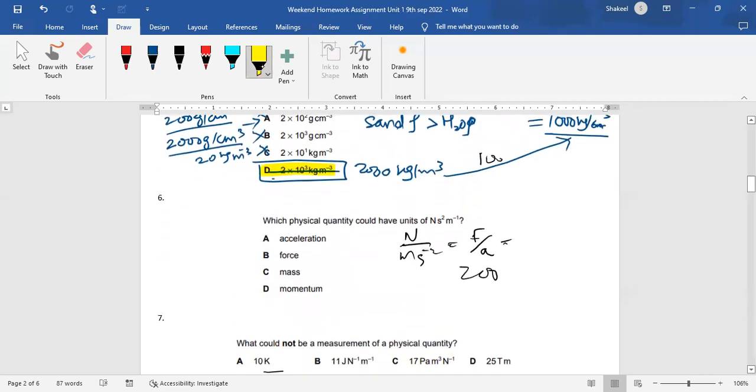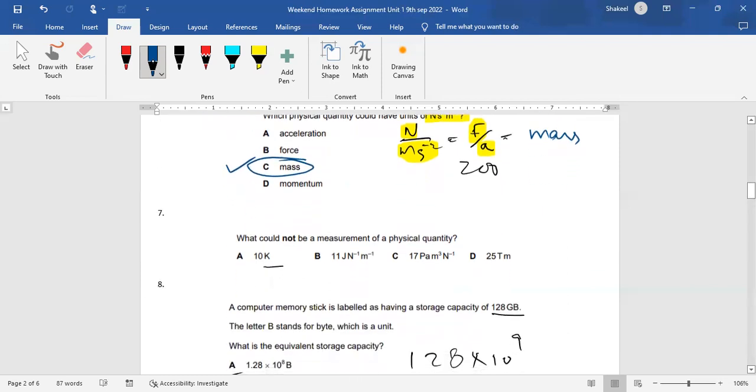Okay, which physical quantity have the unit of Newton second square per meter? So Newton, and then second square per meter, you take it at denominator, you shift it to denominator. So the power changes, meter changes to m minus 1 changes to m, and s2 changes to s minus 2. So Newton is the unit of force, and ms minus 2 is the unit of acceleration. So force over acceleration is equal to mass. So it means it is equal to mass.